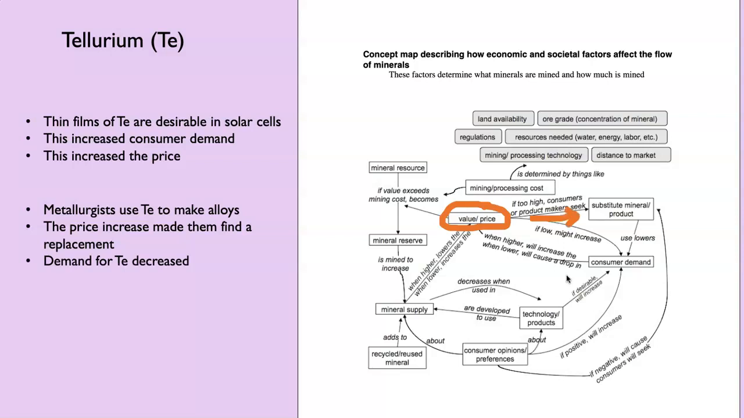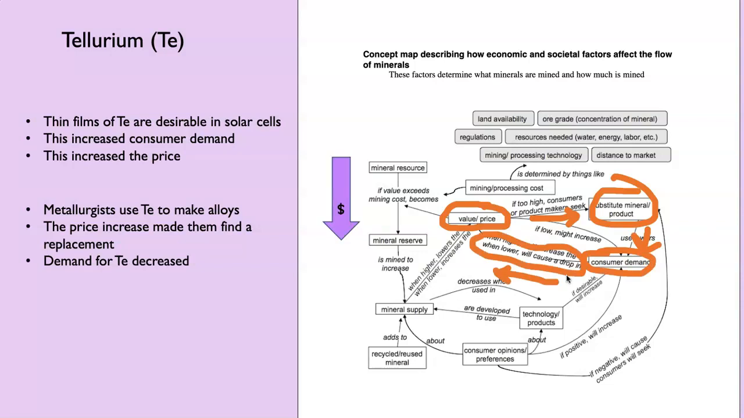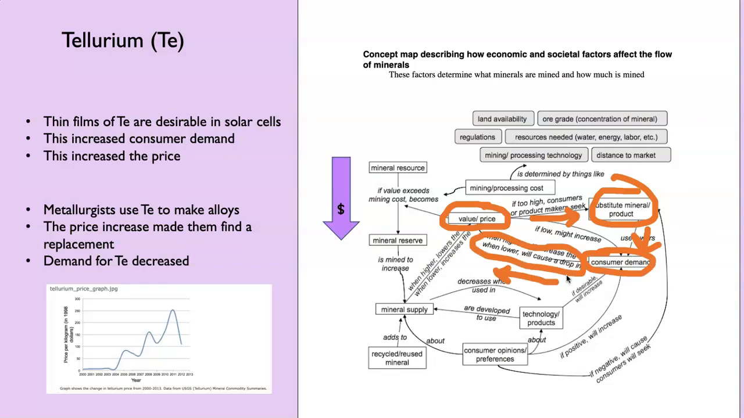So on our chart, the price was too high, they sought a substitute mineral, the demand went down, it lowered the price. And so that explains this price drop over here. So this initial increase was related to the new use, and the drop was related to its decrease in use. And also by this time, most solar cell companies had used the tellurium they needed, and the demand wasn't as high anymore.